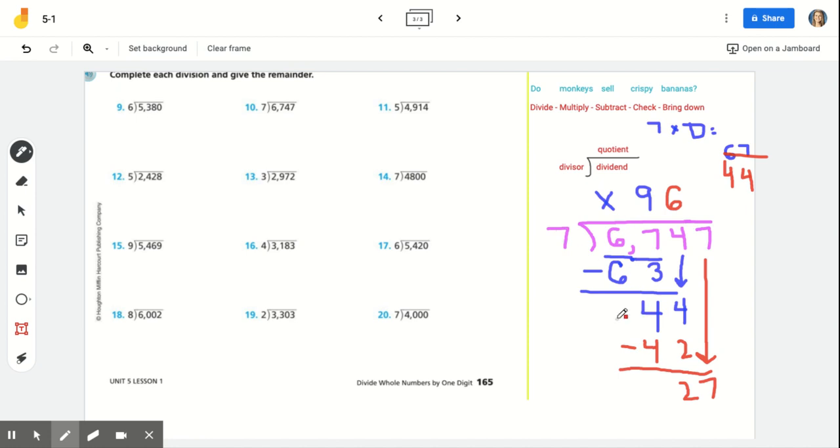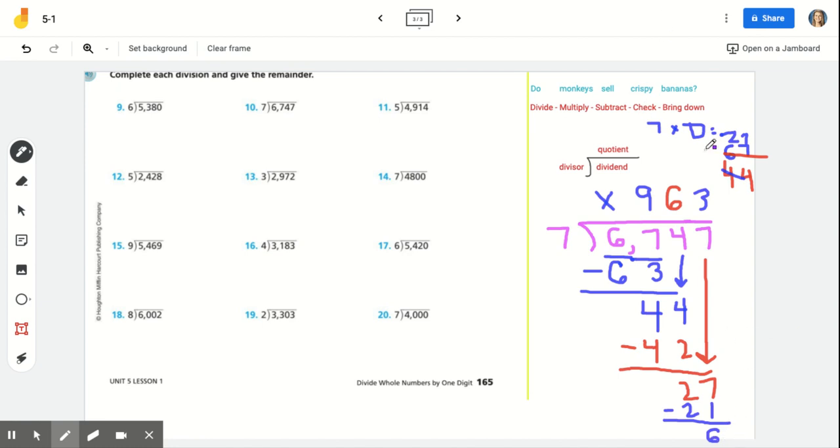How many times does 7 go into 27, boys and girls? So I'm thinking 7 times what gets me something close to 27 without going over? Well, 7 times 5 is 35. That's too much, so we've got to work our way down. 7 goes into 27 3 times without going over. So we're going to put a 3 in our 1 spot in our quotient. We just divided. Next step is multiply. 3 times 7 is 21. Next step is to subtract. 27 minus 21 gives us 6.